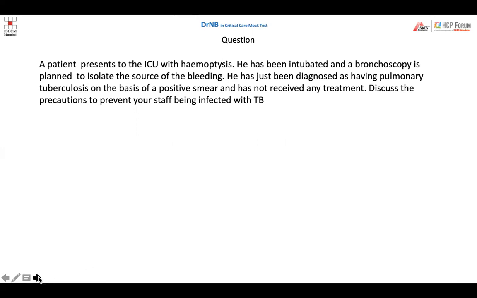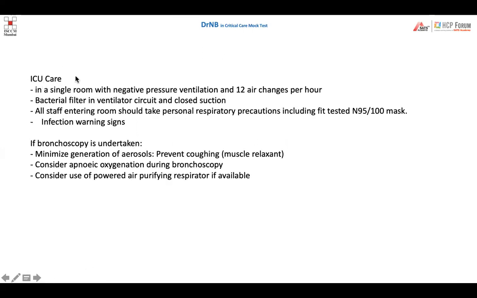So when you go into such a room, the care that you take is that the patient should be in a single room with negative pressure ventilation with at least 12 air exchanges per hour. So if you're putting a patient on the ventilator in the ICU, you need to make sure that you're putting him in a negative pressure room with 12 air changes per hour.